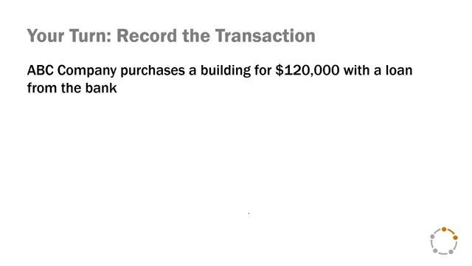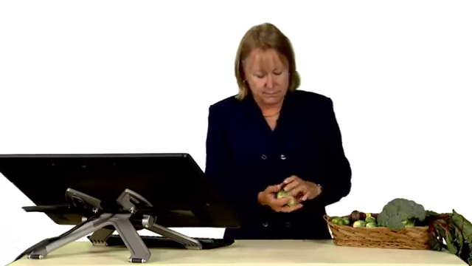Another one. I'm going to run out of Brussels sprouts soon, don't worry. ABC Company purchases a building for $120,000 with a loan from the bank. Take a few minutes, give this one a try, and come back and we'll see how you did. This is a hard one.